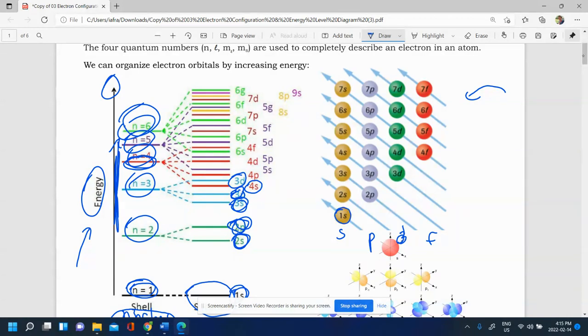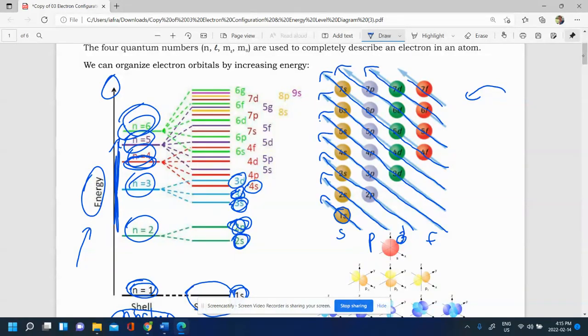So you start by doing your 1s first, then diagonally up, this is your 2s, and then your 2p and your 3s, and then your 3p and 4s, and then your 3d, 4p and 5s, and then your 4d, 5p, and 6s, and then your 4f, 5d, 6p, 7s, and then your 5f, 6d, 7p, and then your 6f, 7d, and then your 7f. And so this is the order to fill up the orbitals within an energy level diagram or electron configuration based on the energy levels of the orbitals.